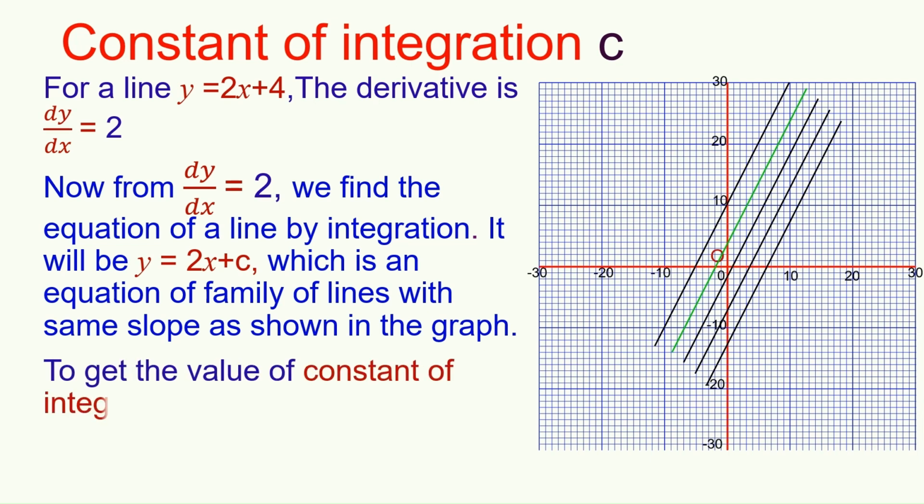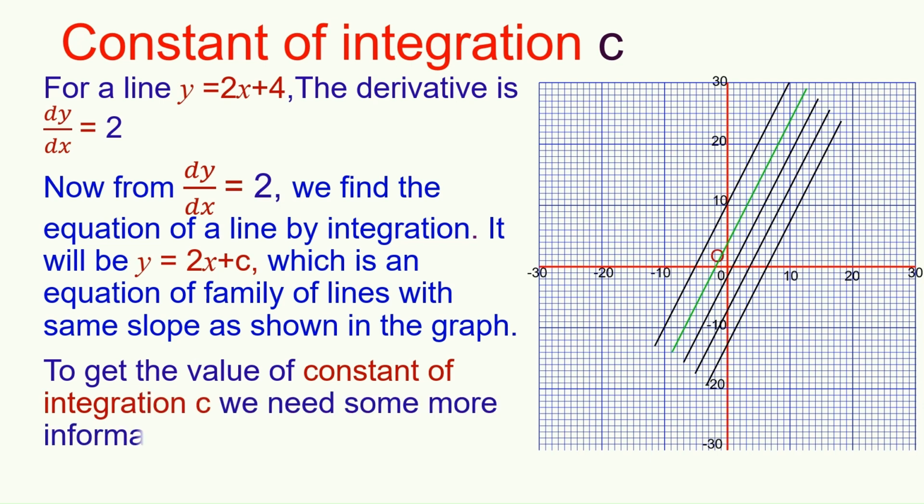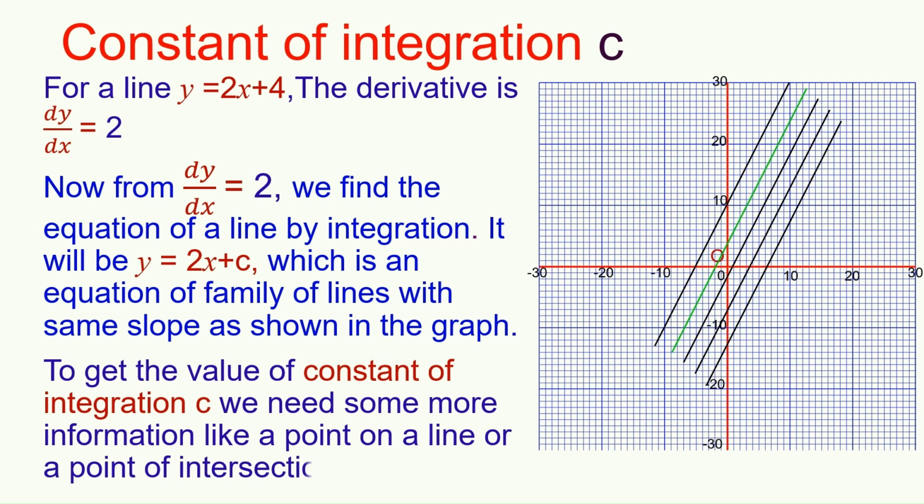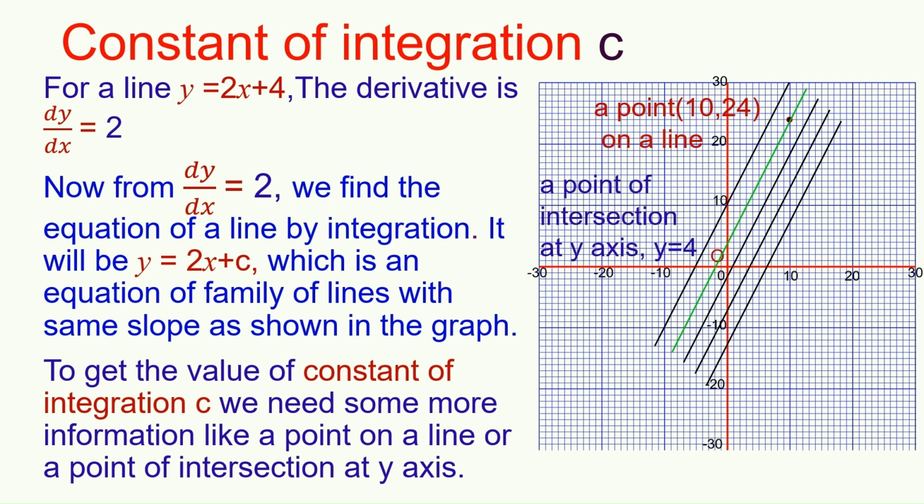To get the value of the constant of integration c, we need some more information, like a point on the line, or the point of intersection at the y-axis. As we noted on the graph, one point on the line is (10, 24), and the point of intersection on the y-axis is y equals 4.